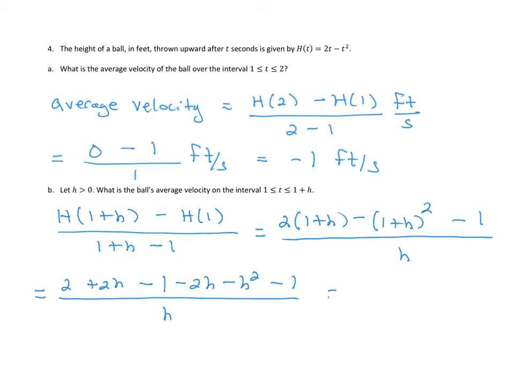Okay, next, we can simplify. Well, we have a 2, and these two negative ones will cancel. We have a 2h and a negative 2h, and we're actually just left with negative h squared all over h. And this simplifies to negative h, and that's going to be in feet per second.